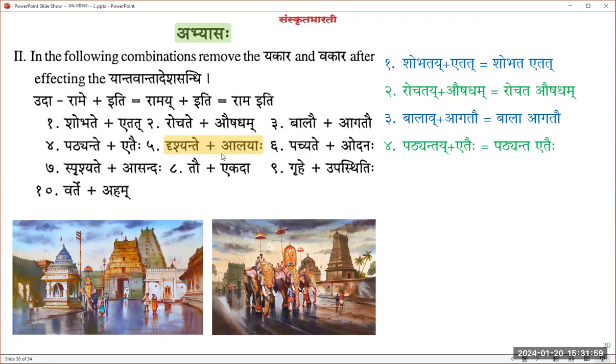Drishyante plus alayah. So it becomes drishyanta alayah. Drishyanta alaya. Okay. Drishyantai alayaha would have been the yanta desha. Ai adesha. Drishyanta alayaha.